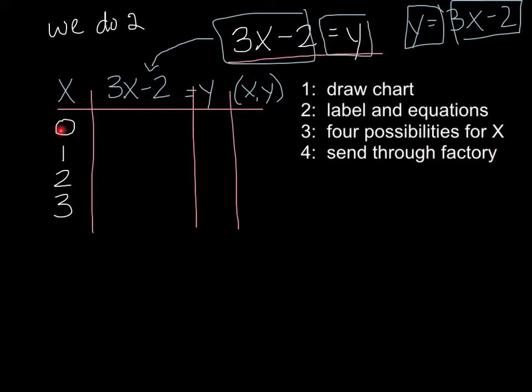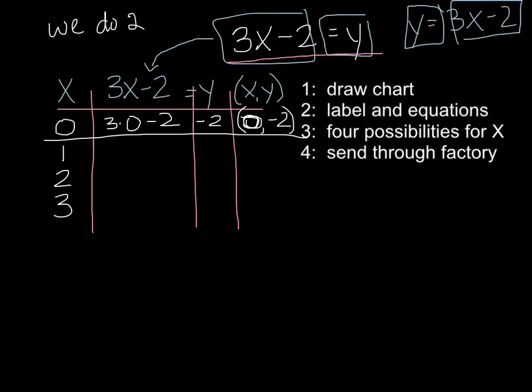When x is 0, we will plug and play 3 times, now x is 0, minus 2. 3 times 0 is 0. I have $0 in my pocket. And then I borrowed $2, so I owe 2. My coordinates are when x is 0, y is negative 2. So that's a 0 and that's a negative 2. That's a 0, in case you didn't know. All right, that's the first row.